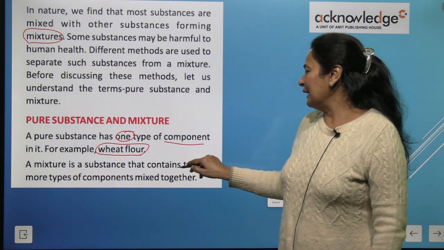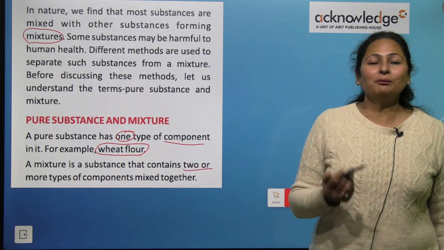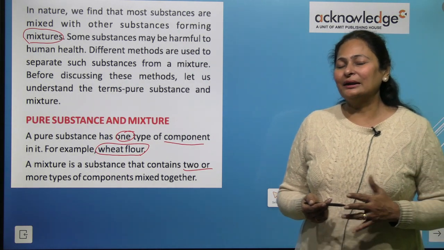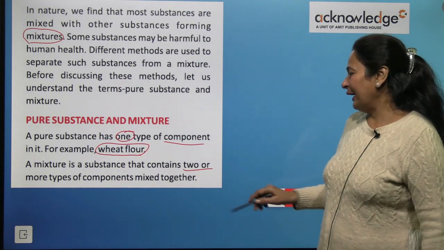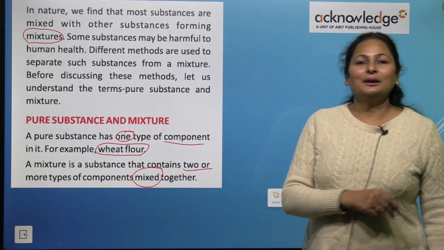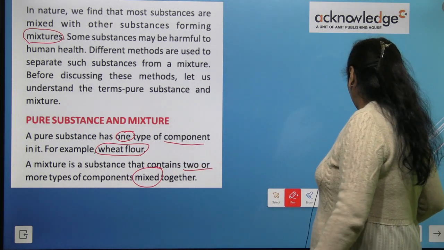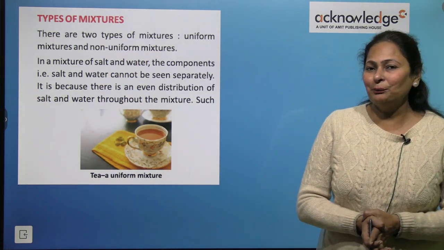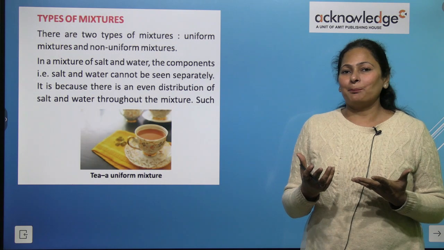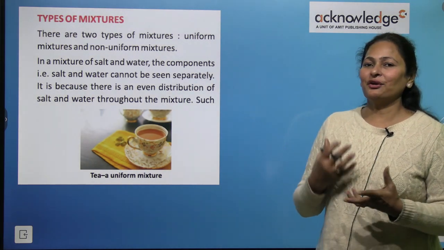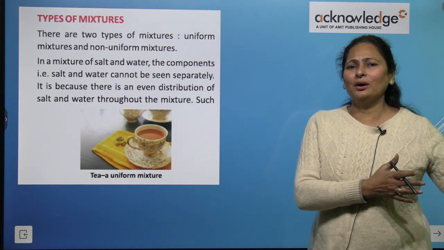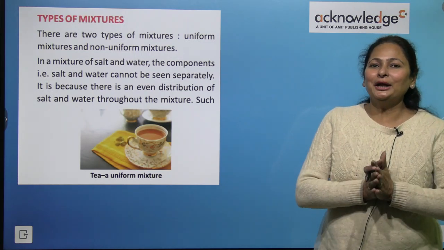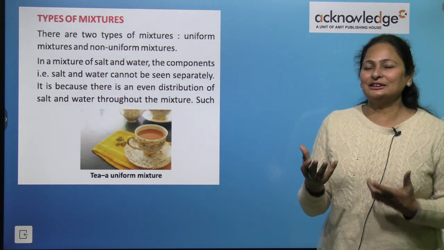But if a substance is mixed with two or more types of components, this is called a mixture. So two or more components are mixed. Now you know what the pure form is and what a mixture is. Now we will concentrate on the mixture. Pure is already the product, so you don't need to separate it. We need to separate only the mixture.